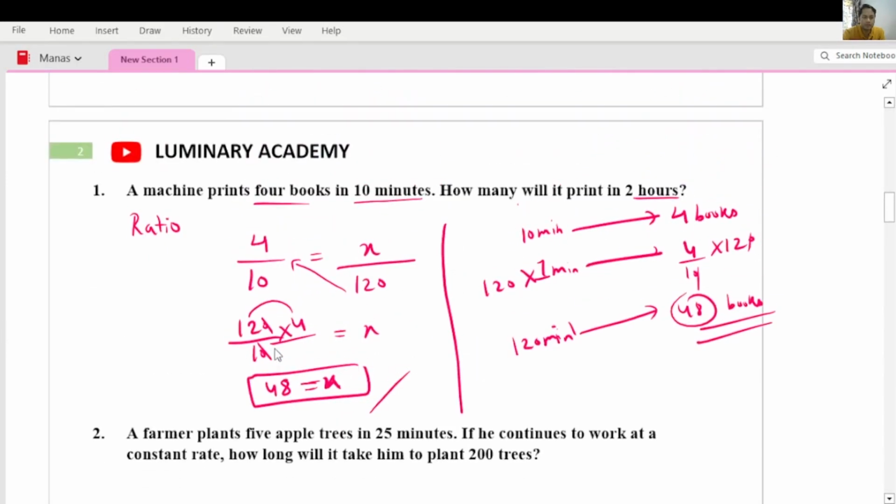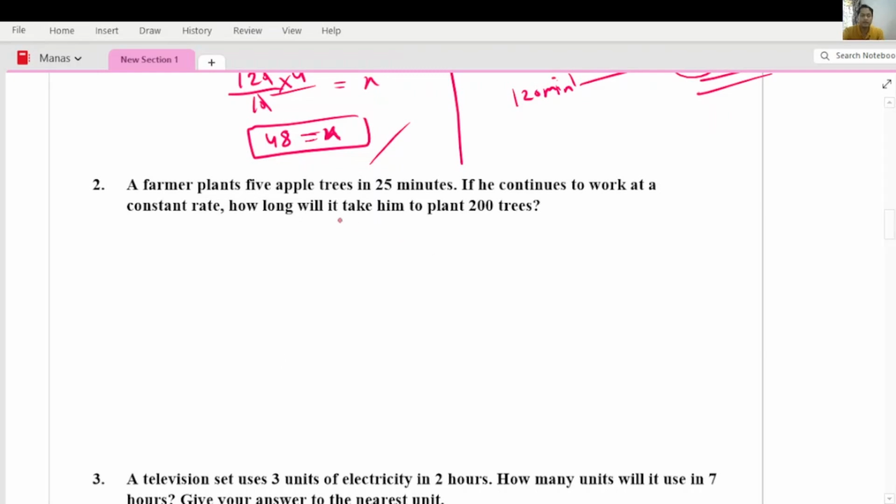So these are simple questions based on direct proportion. Another question: a farmer plants 5 apple trees in 25 minutes. I am doing it with the ratio method. If he continues to work at a constant rate, how long will it take him to plant 200 trees? I took plants as the numerator, so 200 will be the numerator, and how much time will it take? How long means I will take time as x.